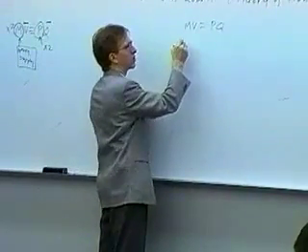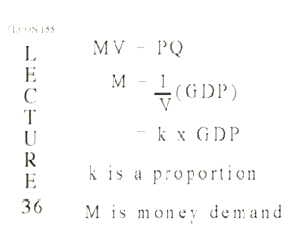What they did is this. They switched the V over to the other side of the formula, 1 over V times, rather than PQ, let's put in GDP. That's nominal GDP, price times a quantity. And then rather than leave it as 1 over V, they use the letter K times GDP. And this is just a proportion or a fraction. Like, for example, it might be 0.2, and that's just an example. But anyway, and then this M is money demand.